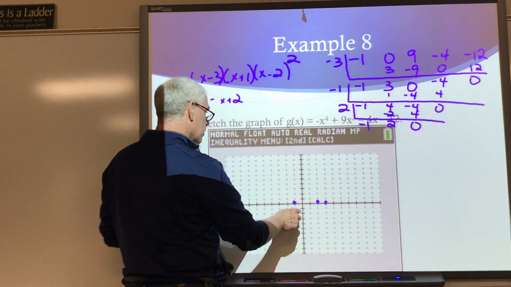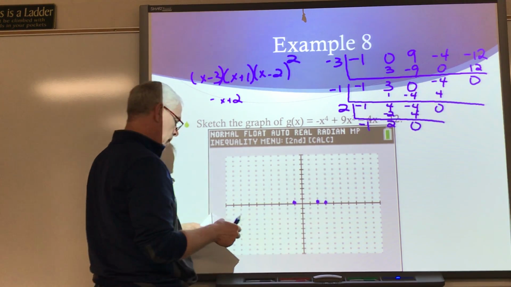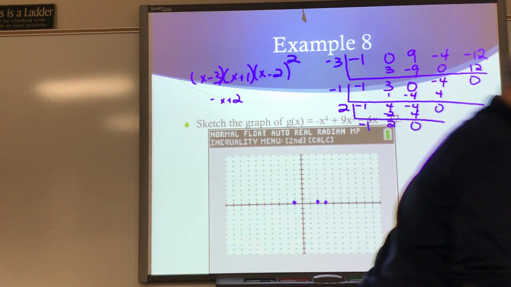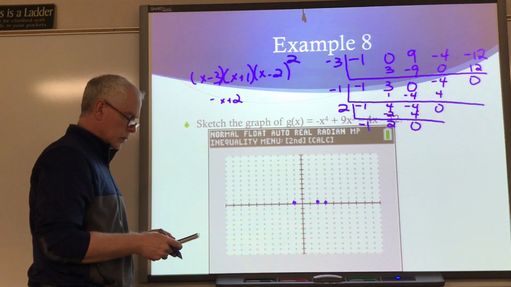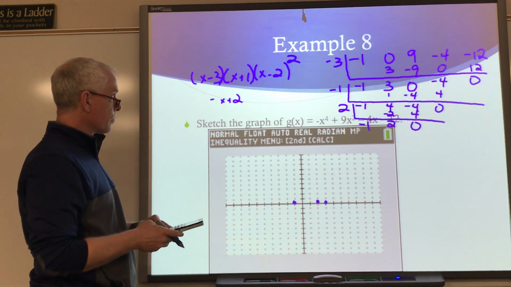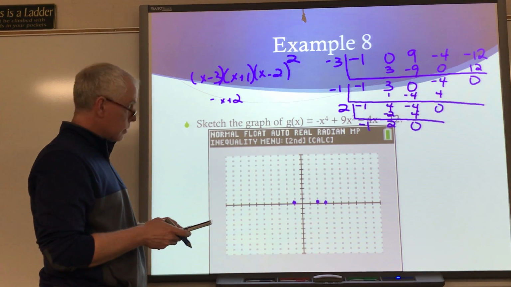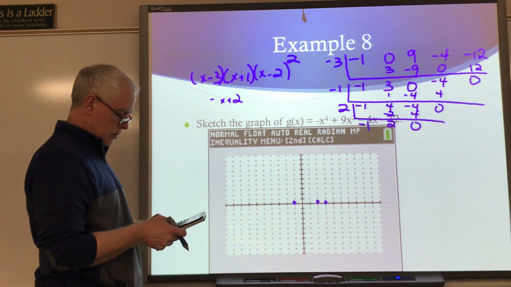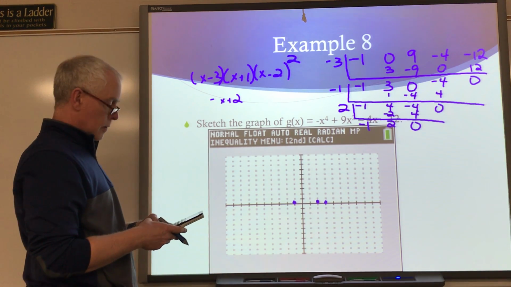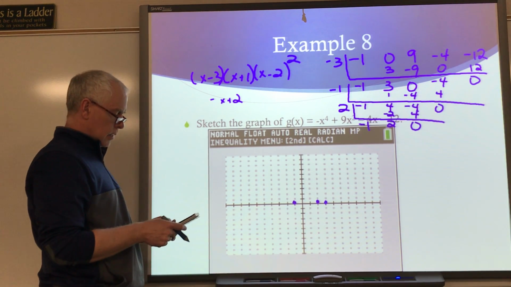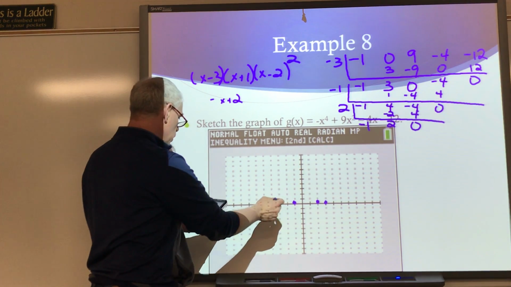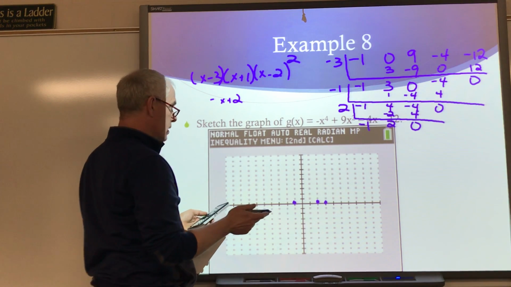So, if I were to put in negative 2, what am I going to get? So let's test some points here. Let's go back into your y equals and clear this. Okay, so negative x to the 4th plus 9x squared minus 4x and minus 12. Okay, I'm going to graph this thing. I'm going to go to my table. And so at negative 2, I'm at 16.